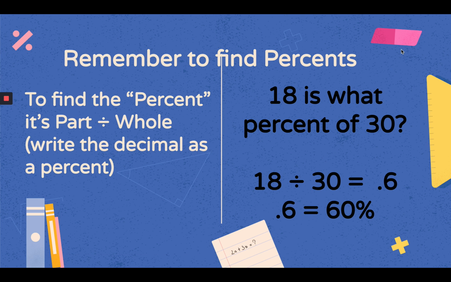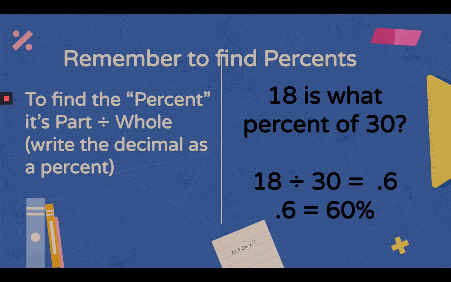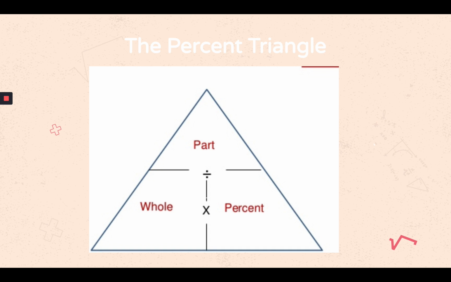So on every problem in ALEKS today, it's this equation, part divided by whole, to get a decimal, which you have to read as a percent. Don't forget your triangle. Again, today we're looking for percent, so it's going to be all division, part divided by whole. You get a decimal answer. You have to know to read it as a percent.